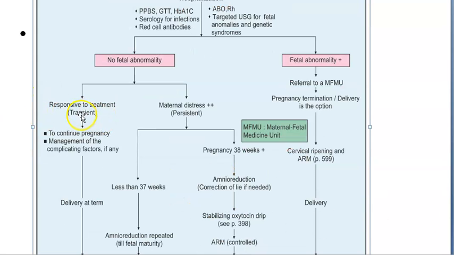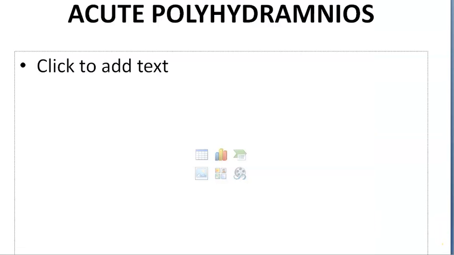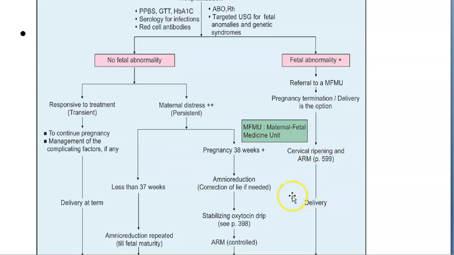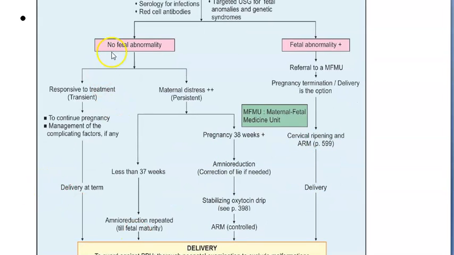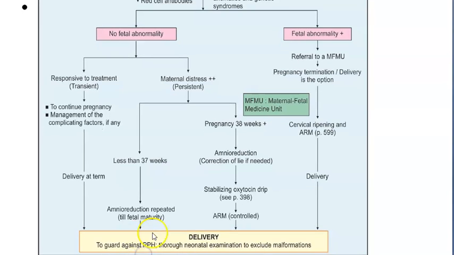Go down here. So, is the mother responding to treatment? Yes. Then you continue the pregnancy and manage any complicating factor, like premature rupture of membrane. You should be ready to manage all that, and then you will deliver at term. However, if the mother is in distress, and she's less than 37 weeks, then you will have to try to reduce the amniotic fluid. Okay, amnioreduction you're going to do, and then you're going to deliver. So you're going to amnio-reduce till the baby becomes mature. And then when you're doing delivery, you should check for PPH, and you have to check the neonate for malformations. Guys, are you understanding?